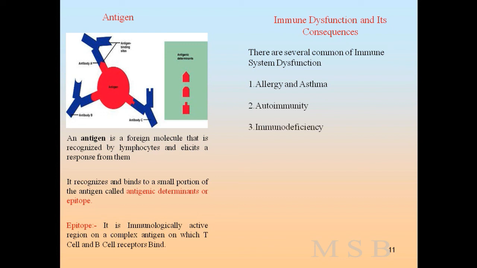Third, immunodeficiency. If any of the many components of innate or acquired immunity is defective because of genetic abnormalities, or if any immune function is lost because of damage by chemical, physical or biological agents, the host suffers from immunodeficiency. The most common immunodeficiency has been acquired immunodeficiency syndrome, that is AIDS.